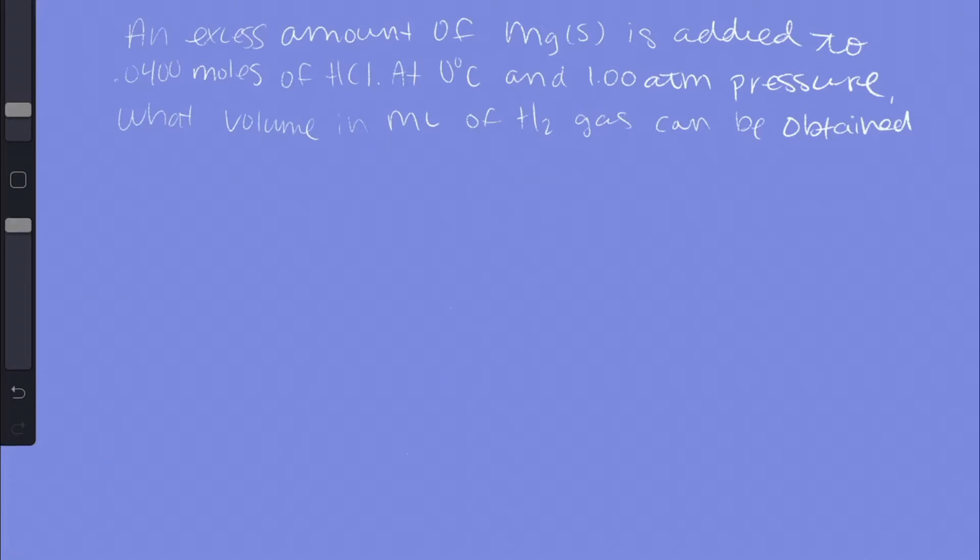So first, to do this problem, we have to start out by writing an equation. As it said, we have magnesium, which is a solid. Make sure to always add your state of matter. And then you have HCl, which is aqueous.